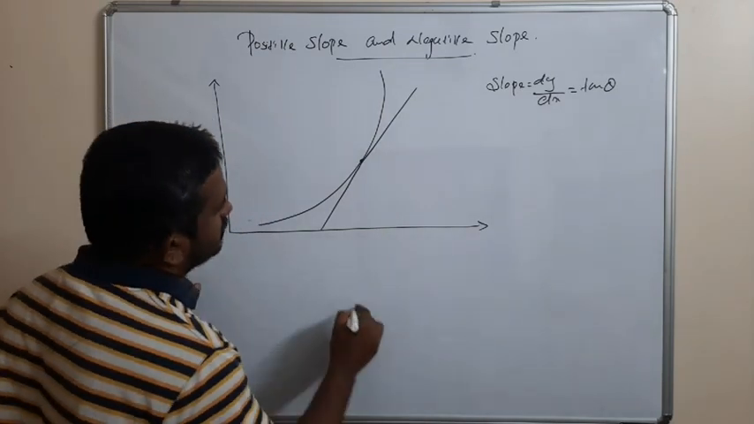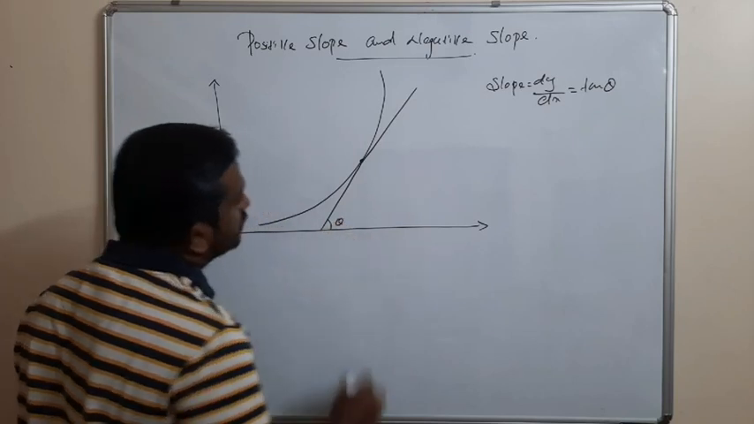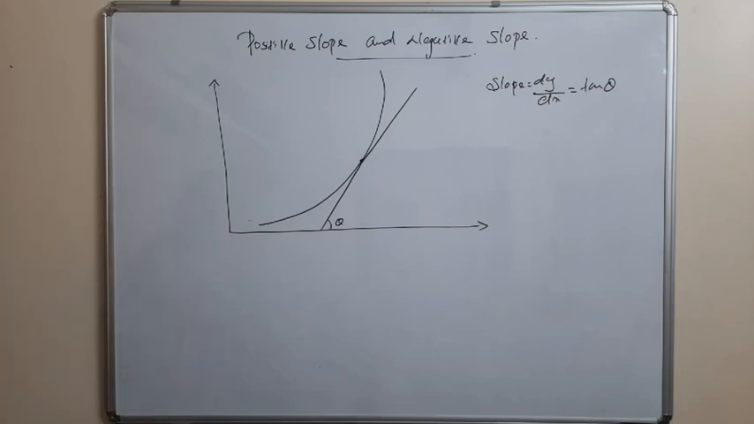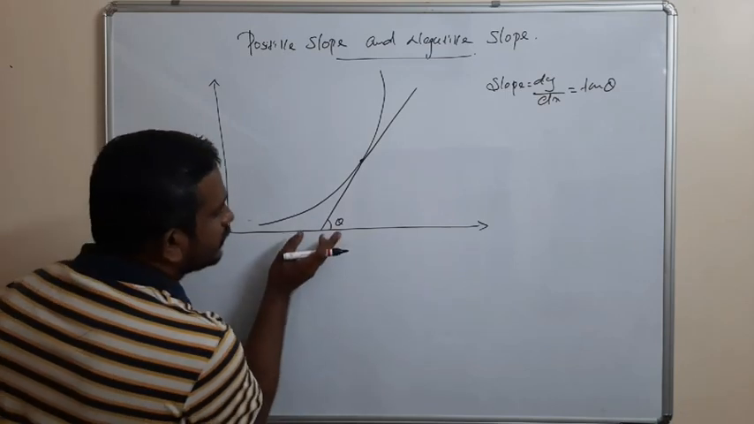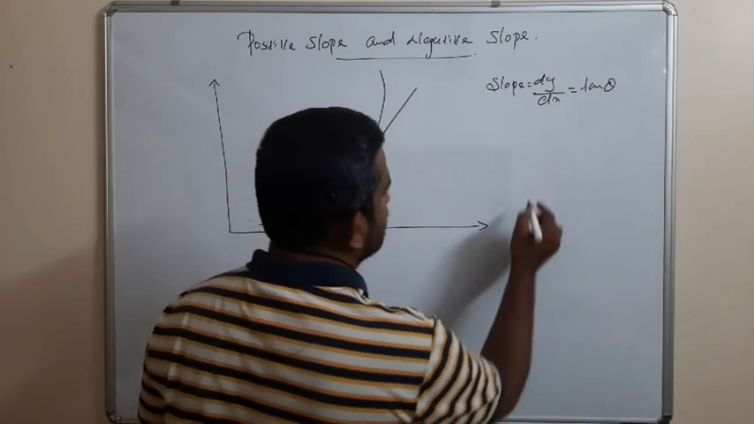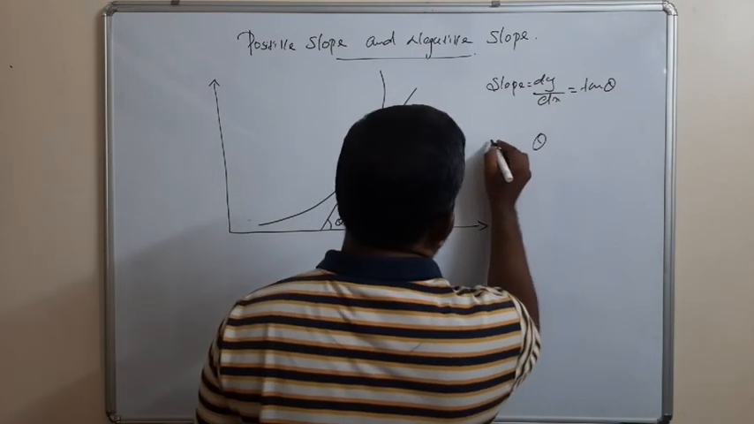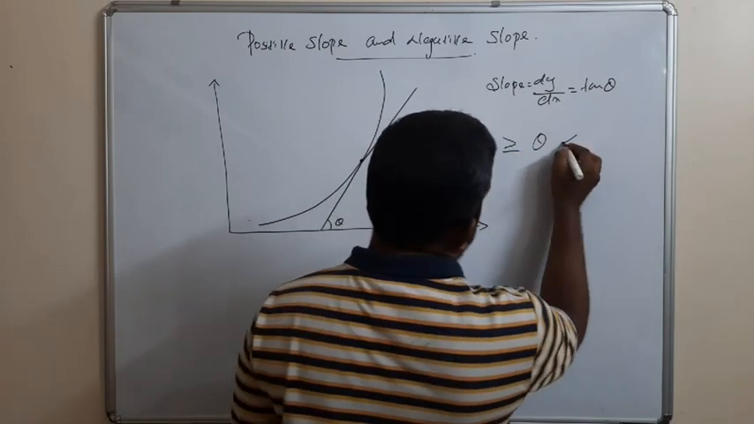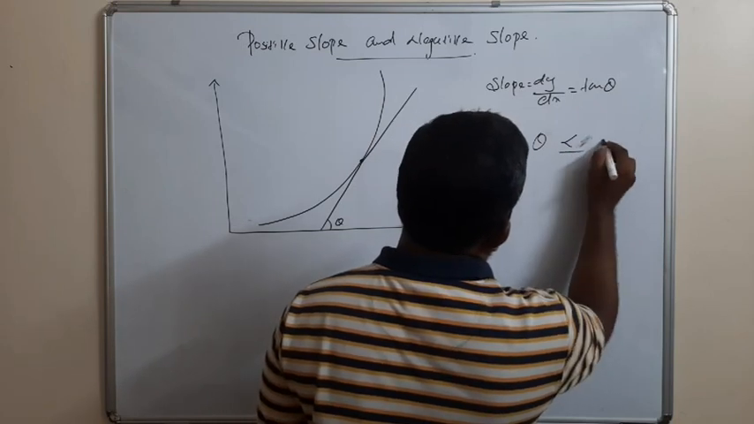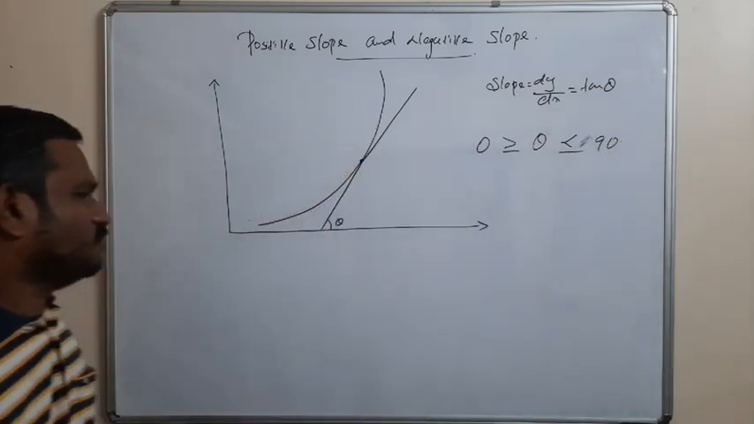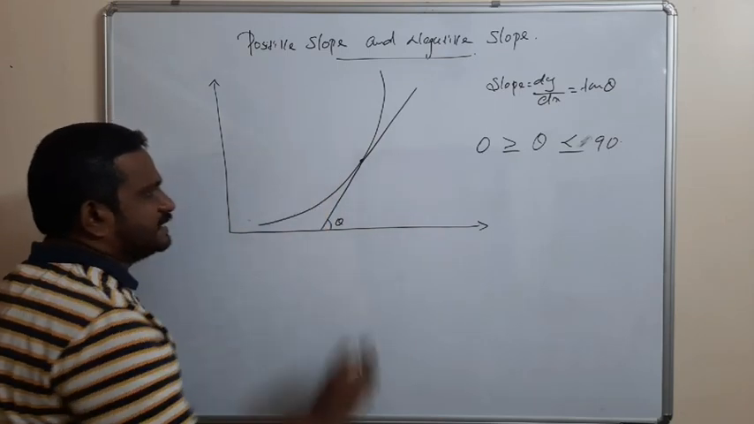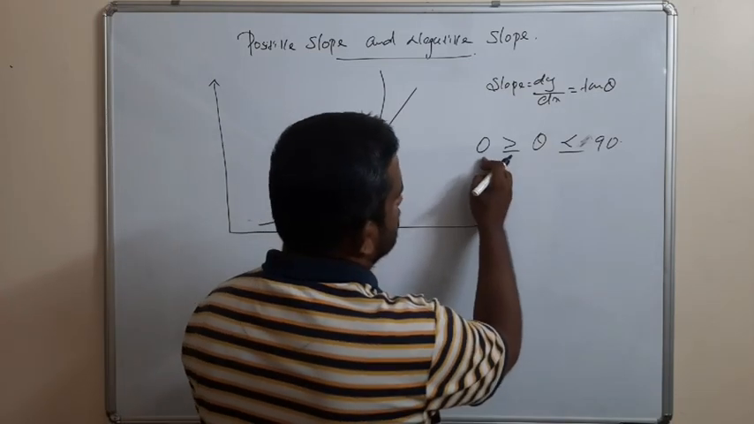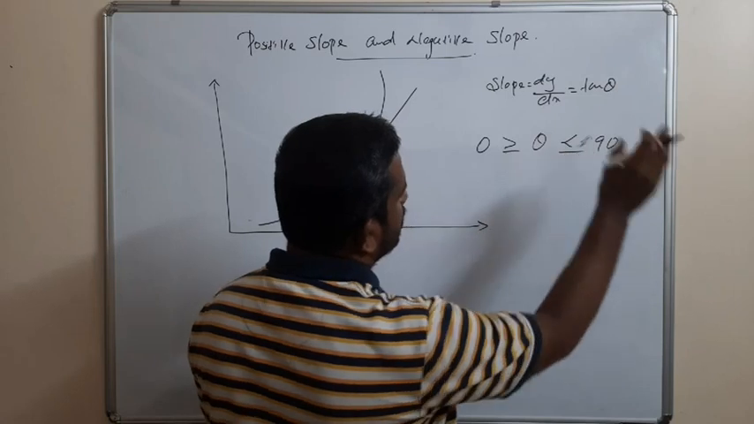This is the tangent, which makes an angle theta. In this curve, theta has the range of values: theta greater than or equal to 0 and less than or equal to 90. So at any point, if you draw the tangent, the slope of the tangent has the range where theta has the value between 0 and 90.